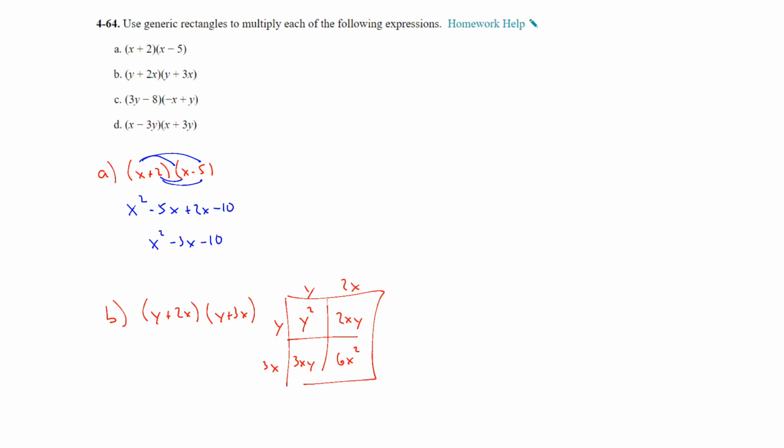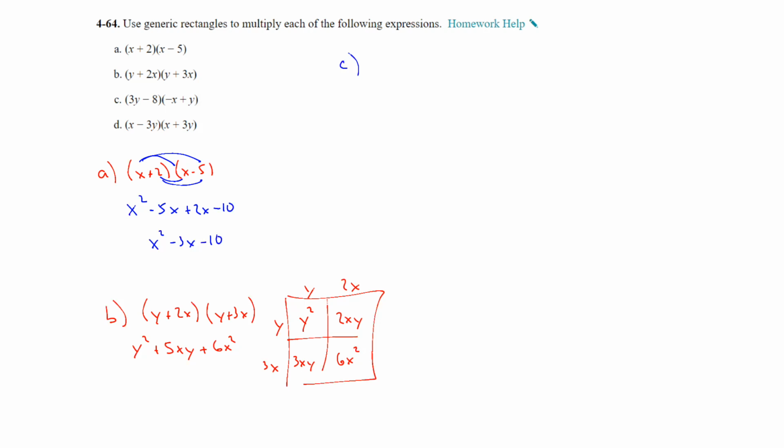And so now we can write that out as y squared. Combine your like terms, so the 2xy and the 3xy make 5xy, and then the end is 6x squared. And those are the only ones that you can combine. So that's how the generic rectangle works. Otherwise, you can use the distributive property.